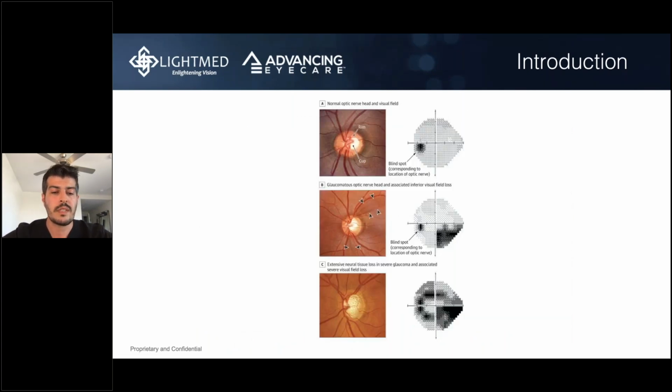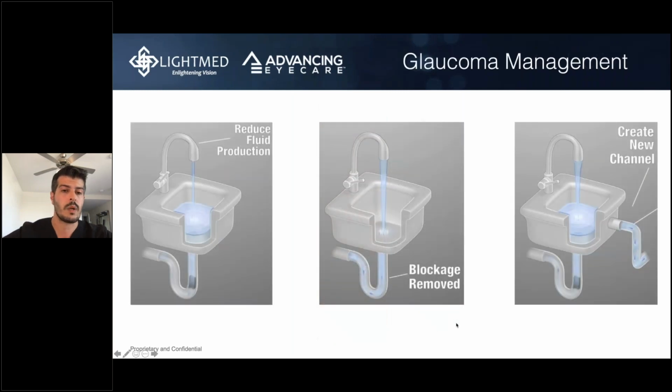And what happens when we lose these healthy cells? Well, we get the cupping. Here's a normal cup to disc ratio compared to a high cup to disc ratio, and as a result, we get visual field loss, and that's the definition of glaucoma.